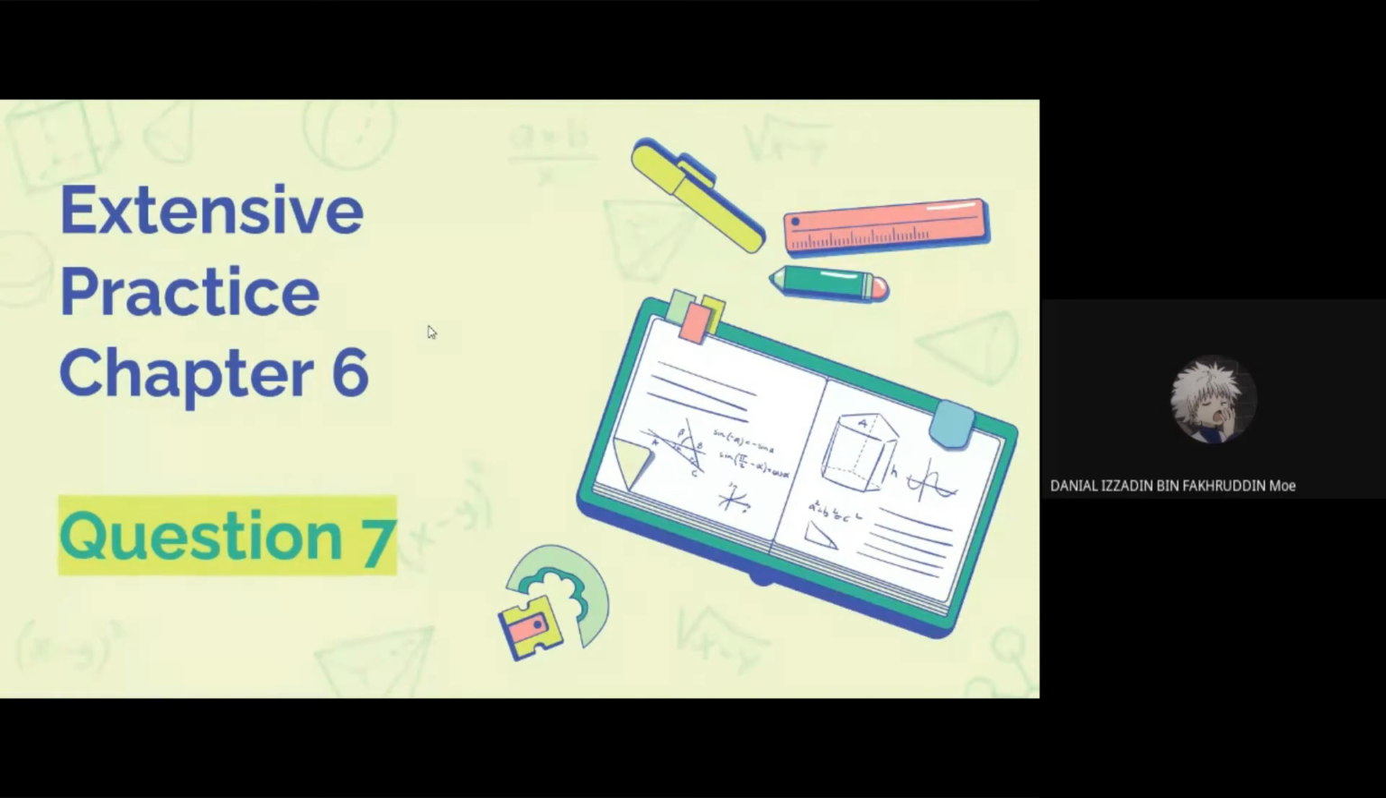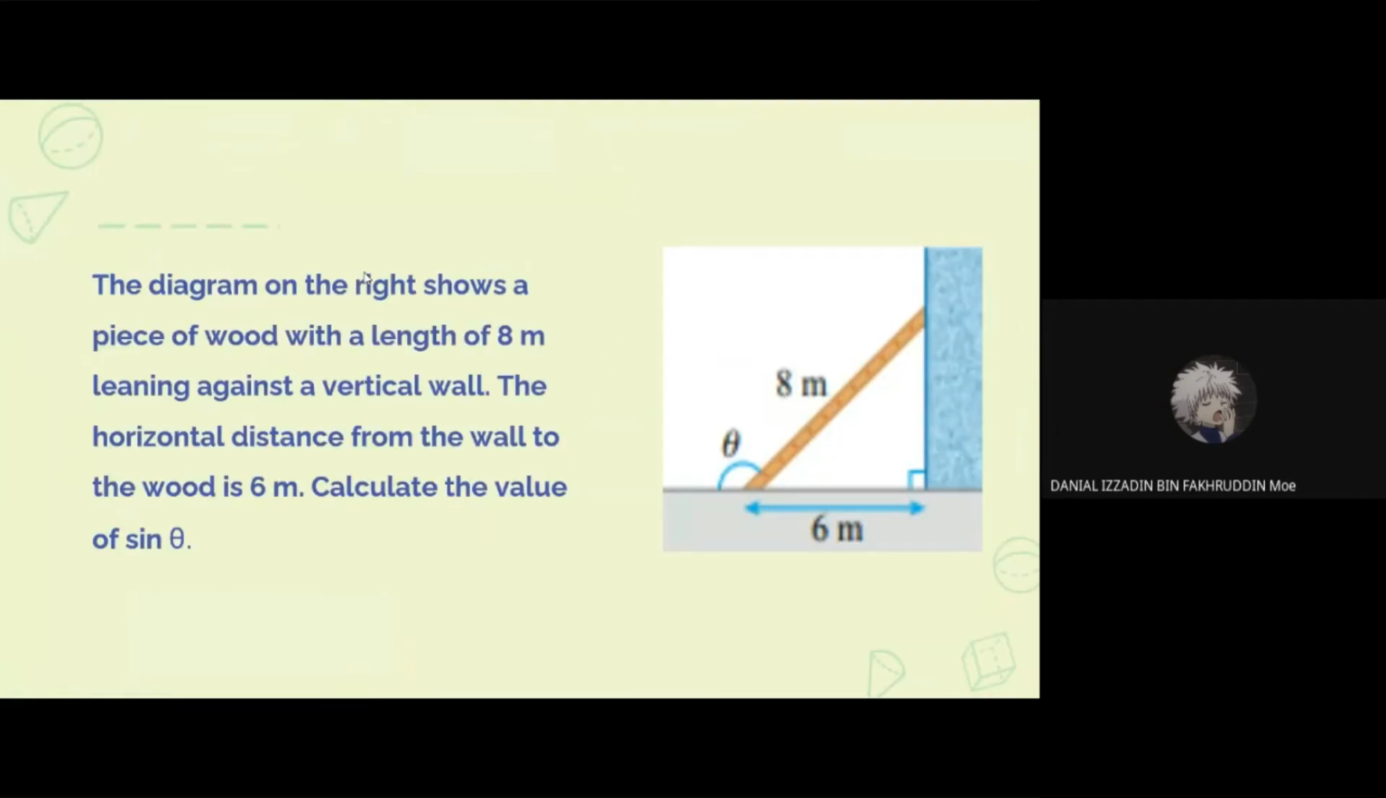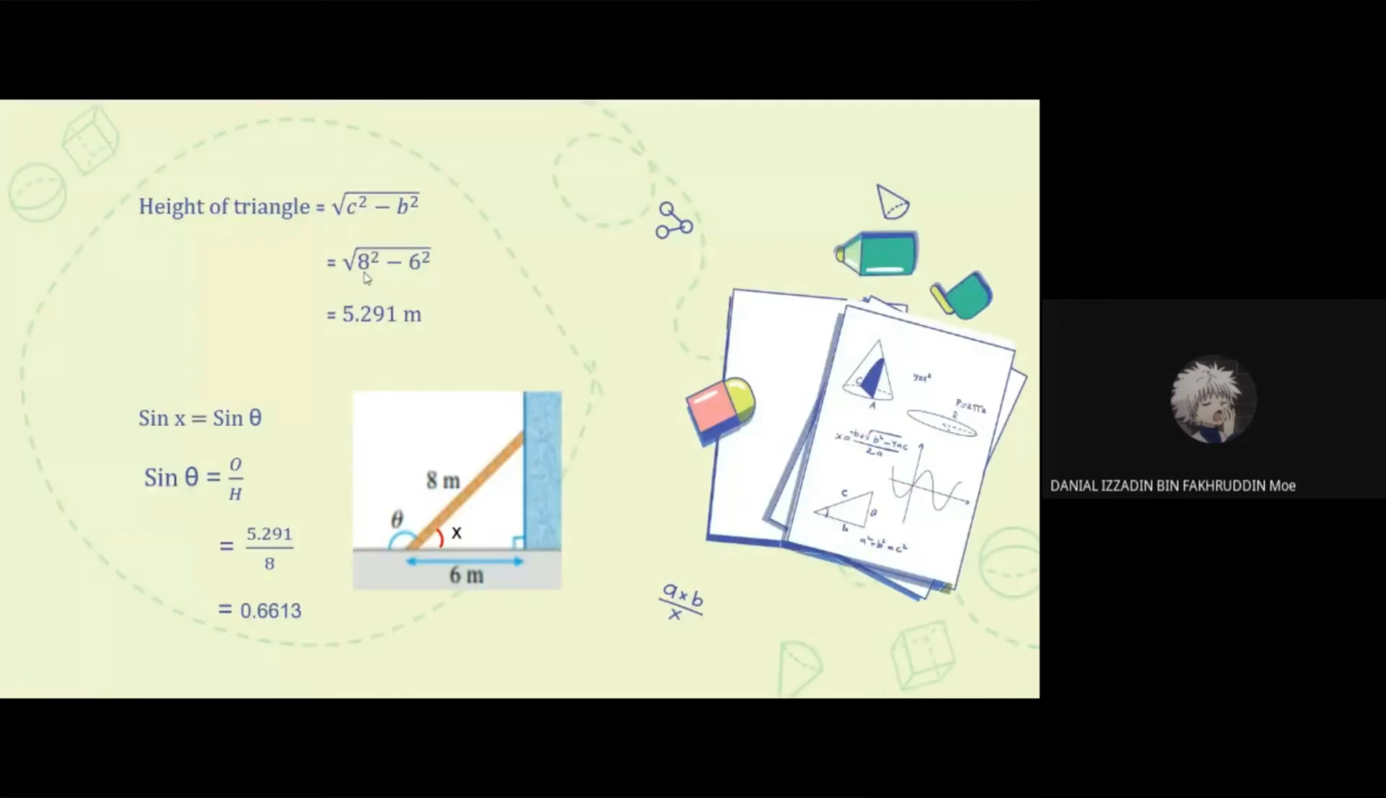Today I'm going to present extensive practice chapter 6 question 7. The diagram on the right shows a piece of wood with a length of 8 meters leaning against a vertical wall. The horizontal distance from the wall to the wood is 6 meters. Calculate the value of sin theta. First of all, from the diagram, we can calculate the height of the triangle by using Pythagoras' theorem. The height is the square root of c squared minus b squared. Substituting the values of c and b from the diagram, we get the height of the triangle as 5.291 meters.